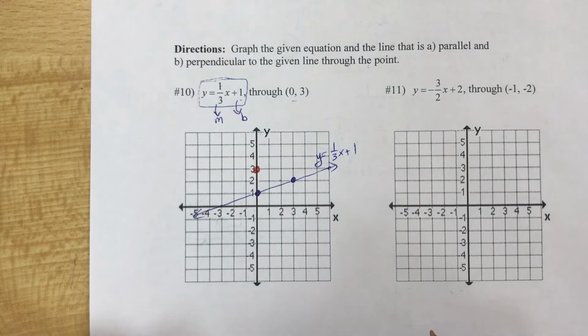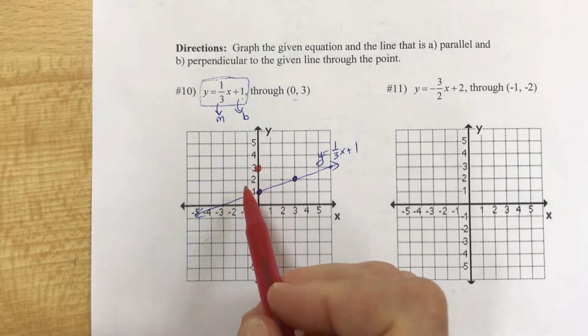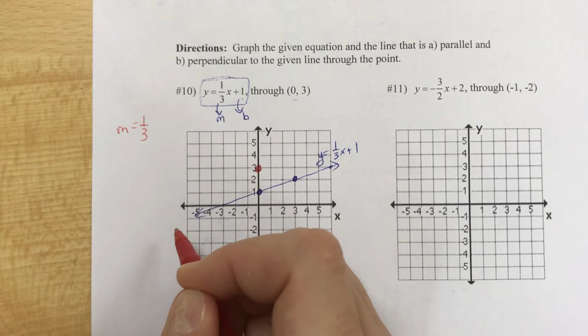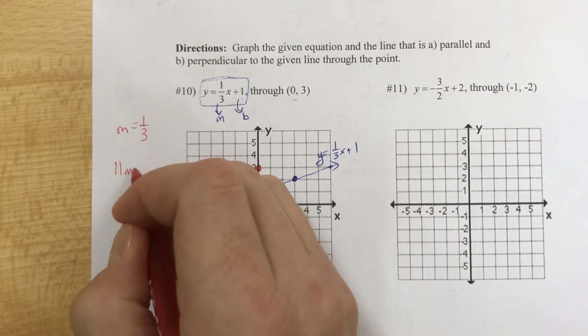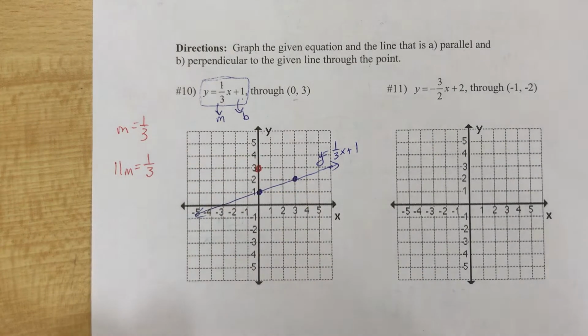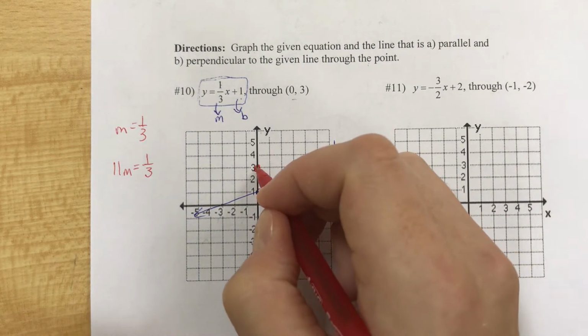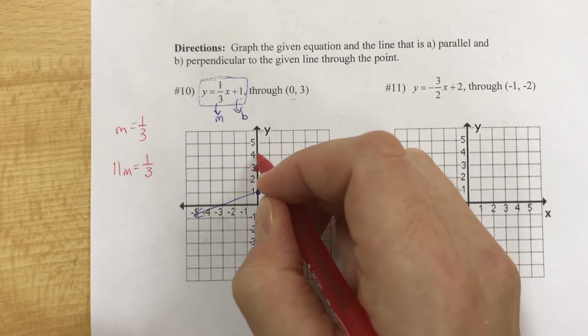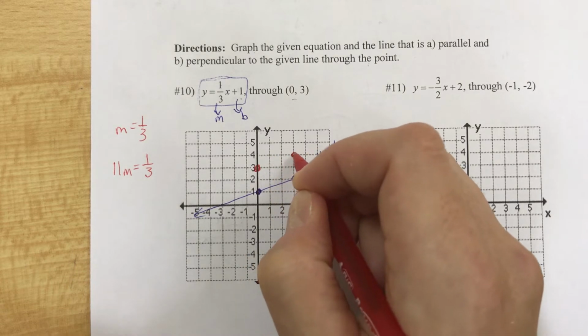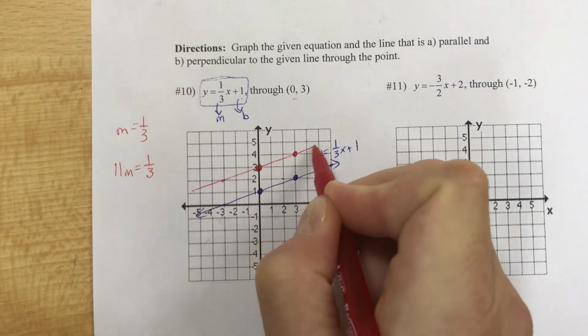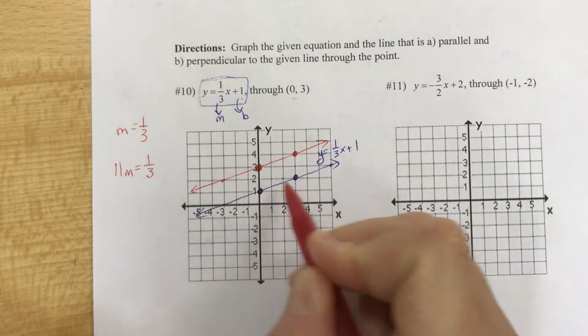Now you may be able to eyeball this, but if we think about it, if the slope is 1/3, then that means the parallel line slope is equal. It's the same, it's 1/3. So since I know it's going to go through this point, I just need to rise 1, run 3, and now I graph it, and now we have parallel lines.